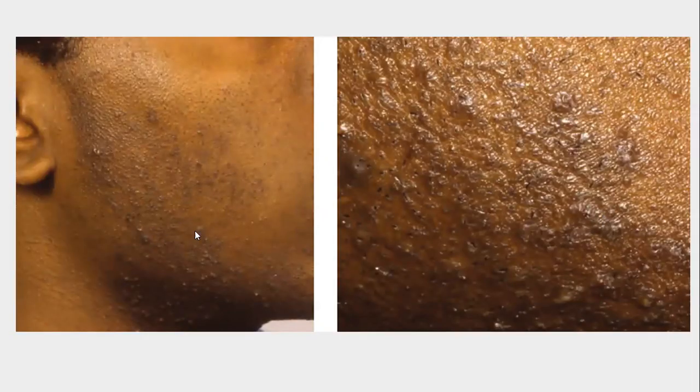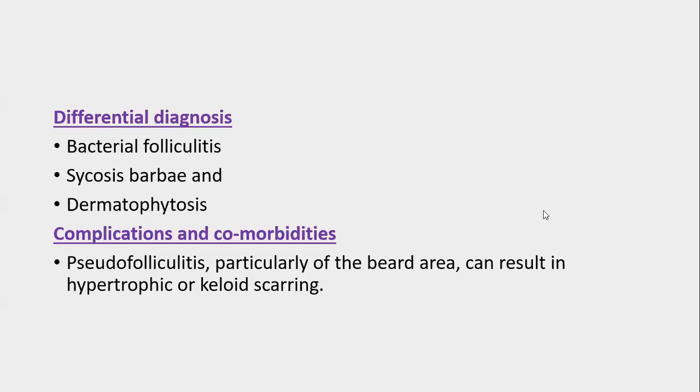This is how pseudofolliculitis would look. If you look closely, you will be able to appreciate the cut hairs which are present in various directions according to the direction of the razor which was used. The differential diagnoses include bacterial folliculitis, pseudofolliculitis barbae, and dermatophytosis. Bacterial folliculitis is an acute infection. Pseudofolliculitis barbae is a chronic lesion with scarring, and dermatophytosis is also acute on chronic.